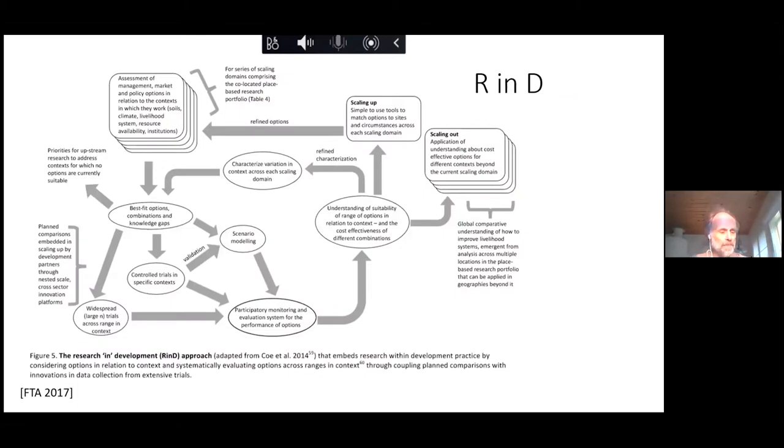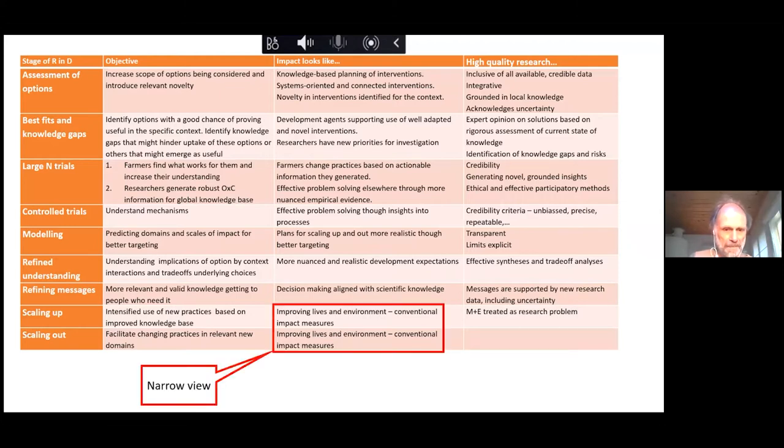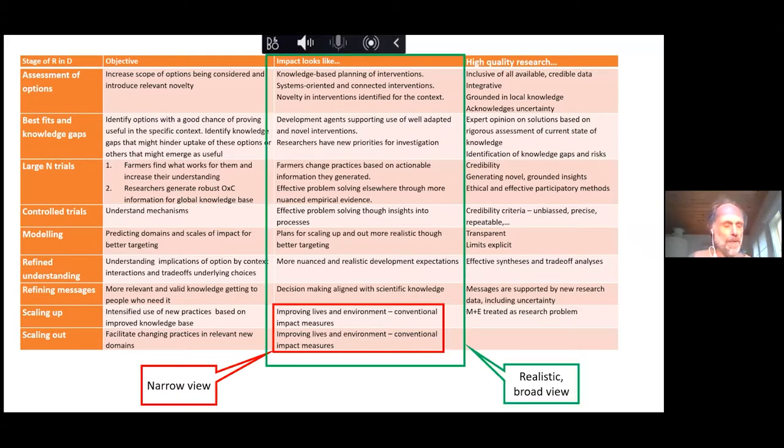The second example I wanted to look at is the research in development framework that has been used by FTA. The process is no longer a linear sequence, but includes cycles, but the same analysis applies. We can break it down into steps. So here are steps in that cycle. And again, we can identify the sort of conventional narrow view of what impact is all about, and the more realistic broad view that it is all of these things.